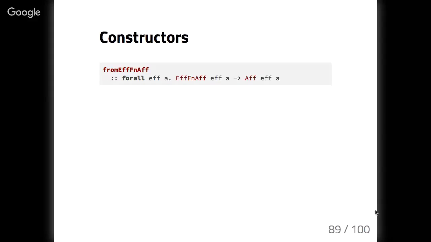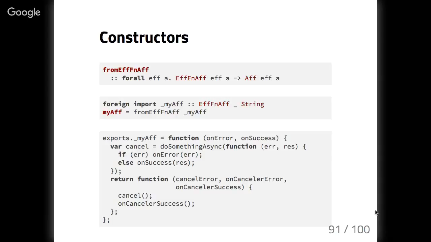The other constructor is just this FFnAF. This lets us write FFI functions and lift them into AF. We might have a foreign import for myAF, but we type it as FFnAF, lift it into AF, and then our foreign import might just be this callbacky representation. It's kind of like how promises are represented. They take an onError and an onSuccess callback, or a reject or resolve. It does something async, it will call the success or error, and then this is a representation for cancellers. It'll get the error that was thrown, and then you can call back whether cancellation was successful or not.